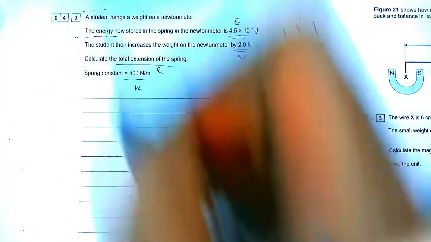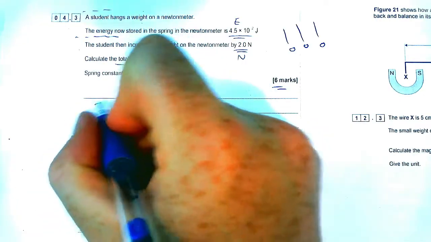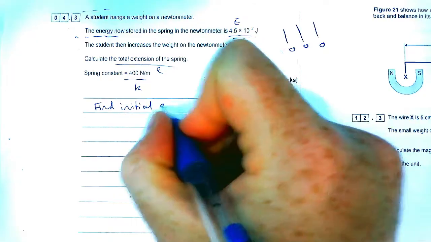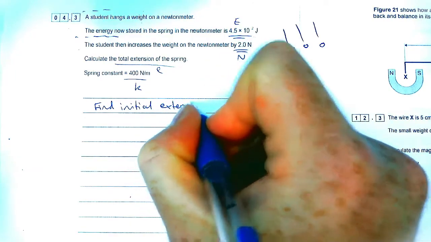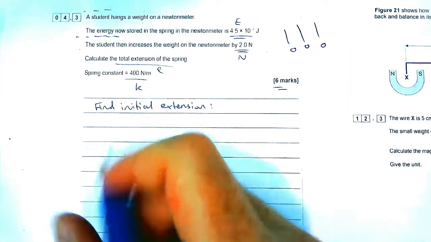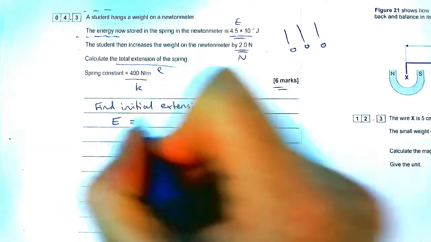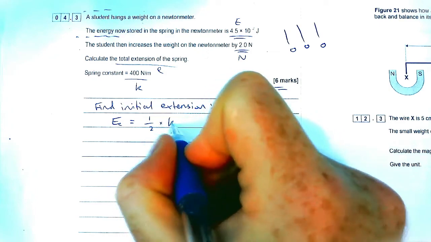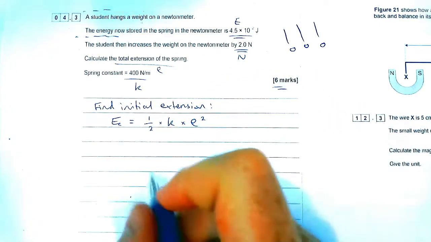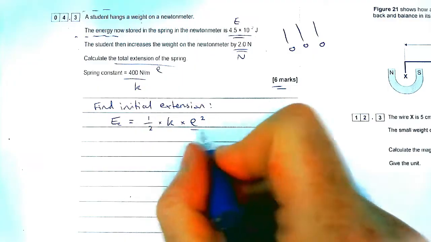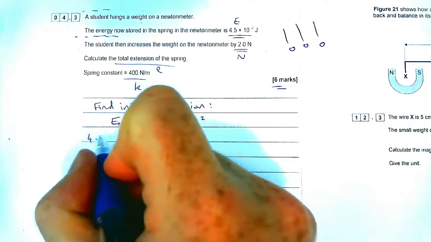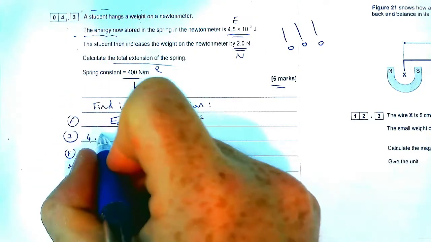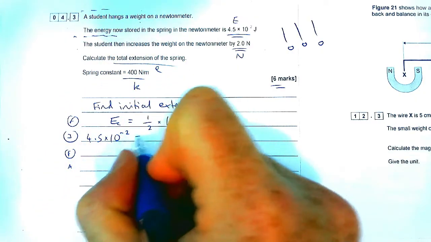is on it initially. To be able to do that, and always write down what you're doing so the examiner knows what you're talking about, I'm going to use this equation here. The elastic potential energy is half times K, the spring constant, times extension squared. Now all these values I have other than extension, so I can just plug those in. Doing it carefully to make sure we rearrange correctly, 4.5 times 10 to the minus 2 equals a half times the spring constant, so that's 400, times our extension squared, which we don't know yet.